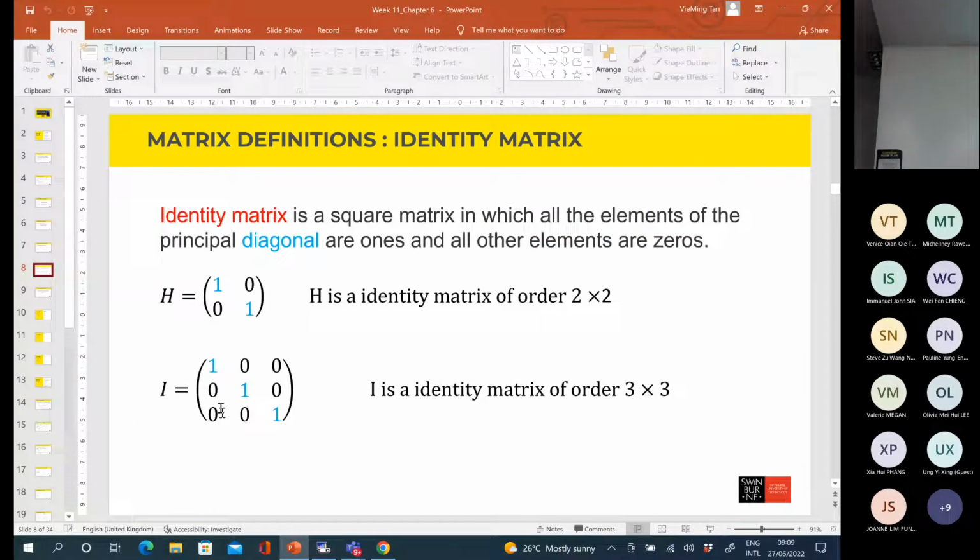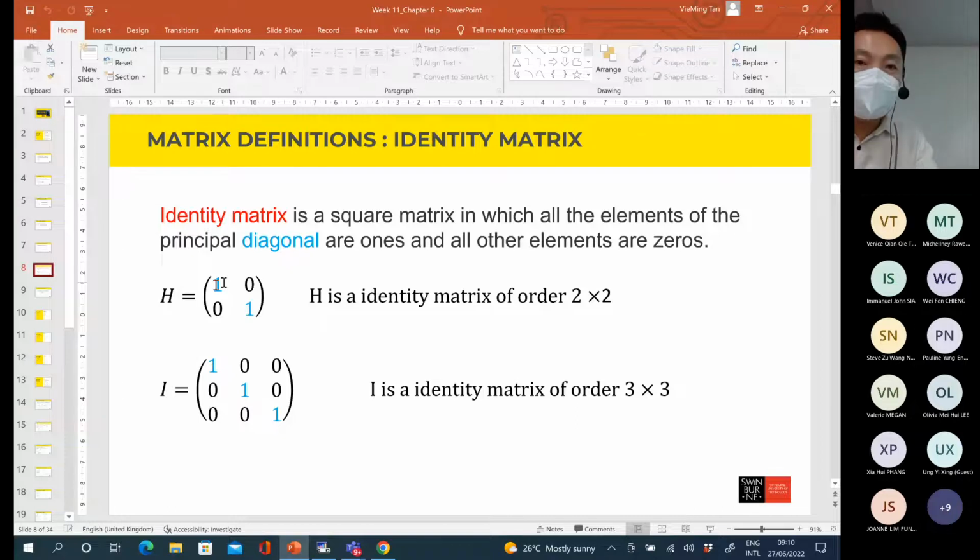Identity matrix. What is the meaning of identity matrix? Identity matrix means all of the numbers on the principal diagonal are 1, and the other numbers are 0. What is the meaning of diagonal? Diagonal means the elements which form a straight line from the top left corner to the bottom right corner. Then all these elements are called the diagonal elements.